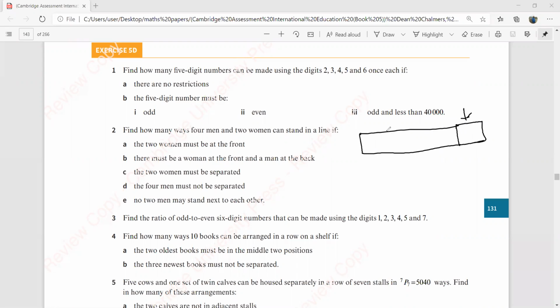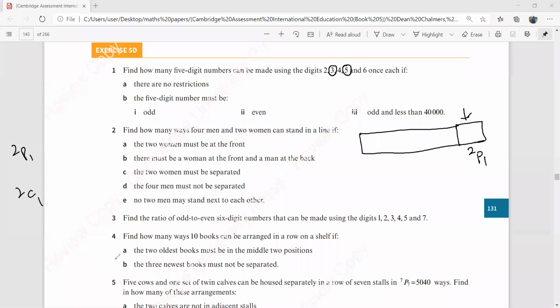We can have anything over here, but when the number is odd, the units digit has to be an odd one. So how many odd digits do we have here? This is 2. So these are two odd digits over here. So you can have either a 3 or a 5 over here. So you will have 2p1 over here.